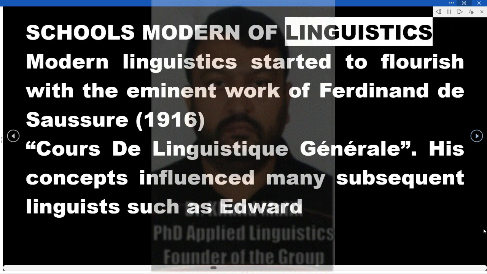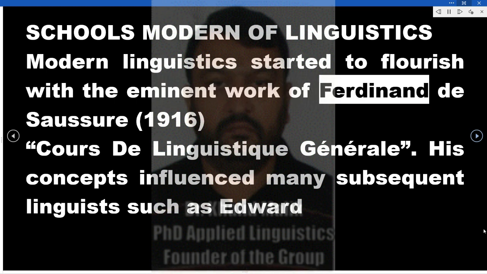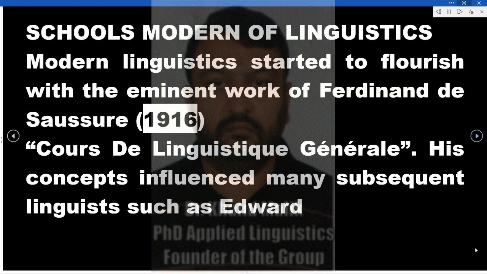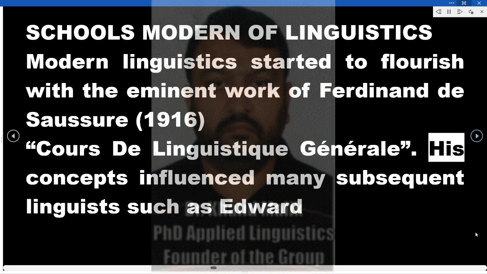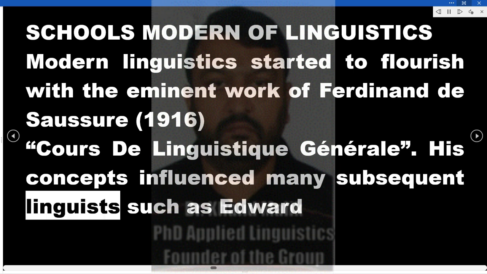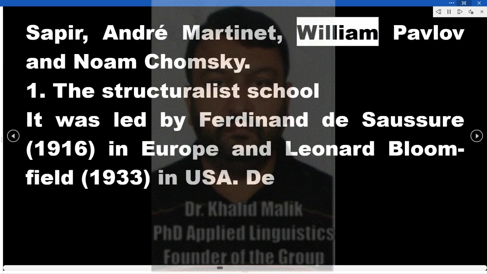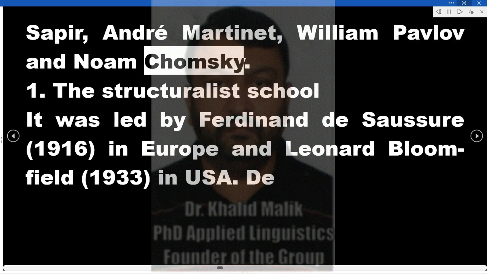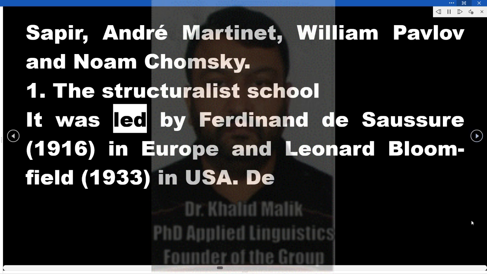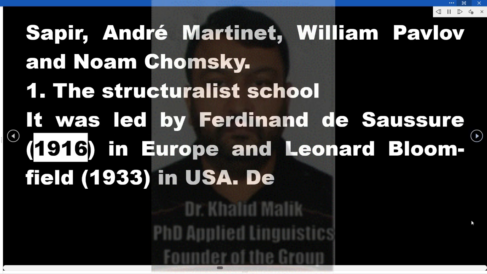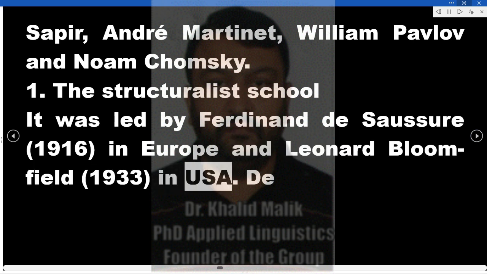Schools of modern linguistics. Modern linguistics started to flourish with the eminent work of Ferdinand de Saussure, 1916, Cours de linguistique générale. His concepts influenced many subsequent linguists such as Edward Sapir, André Martinet, William Labov and Noam Chomsky. 1. The Structuralist School. It was led by Ferdinand de Saussure, 1916, in Europe and Leonard Bloomfield, 1933, in the USA.